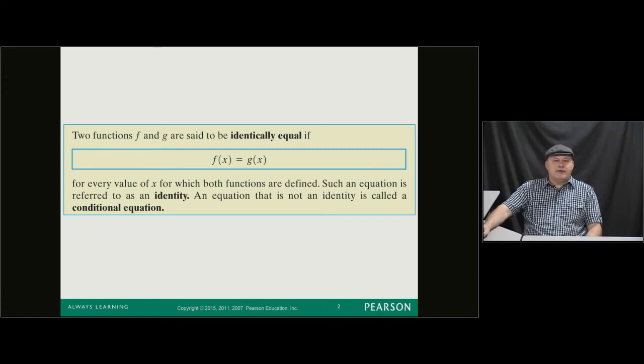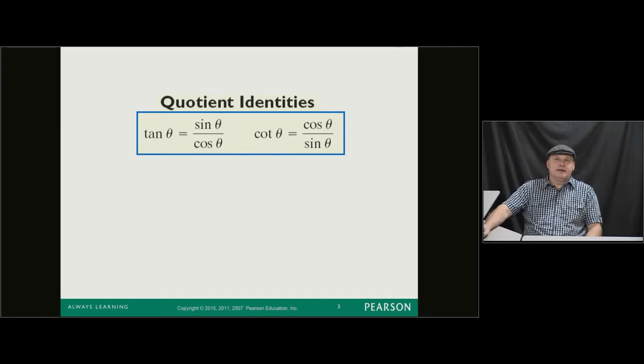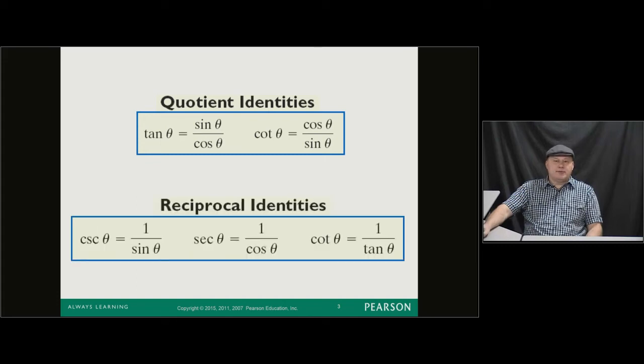Now the next thing we're going to do is review some of the fundamental identities that we're going to need to know and use a lot. You've already had these. Just want to familiarize yourself with them once again. So remember the quotient identities. The tangent of theta is the same as the sine of theta divided by the cosine of theta, and the cotangent of theta is the cosine of theta divided by the sine of theta. And remember the reciprocal ones. Cosecant of theta is 1 over sine, secant is 1 over cosine, and cotangent is 1 over tangent.